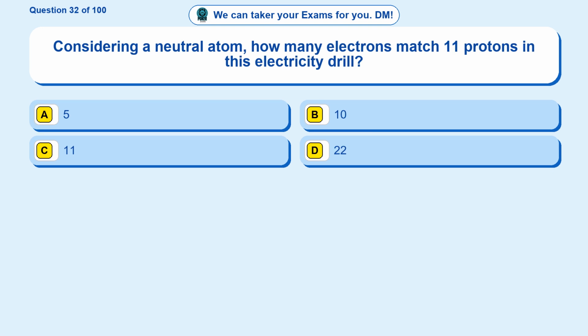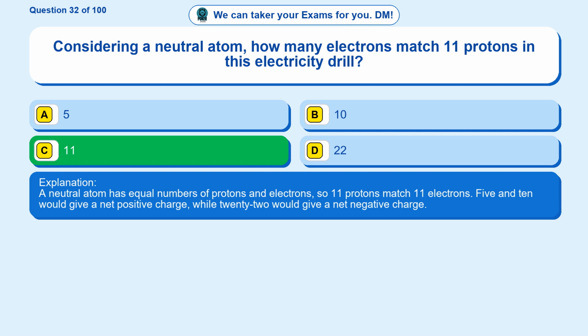Question 32. Considering a neutral atom, how many electrons match 11 protons in this electricity drill? Option A, 5. Option B, 10. Option C, 11. Option D, 22. The correct answer is option C, 11. A neutral atom has equal numbers of protons and electrons, so 11 protons match 11 electrons. 5 and 10 would give a net positive charge, while 22 would give a net negative charge.